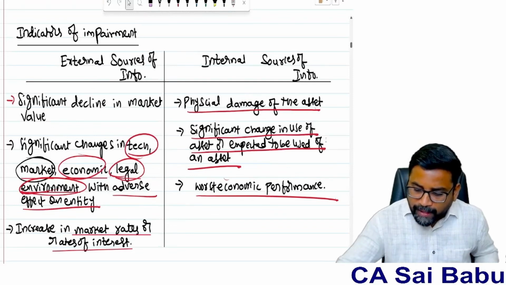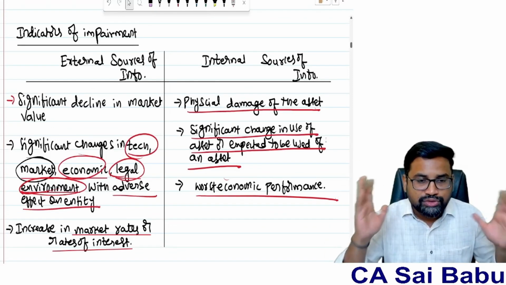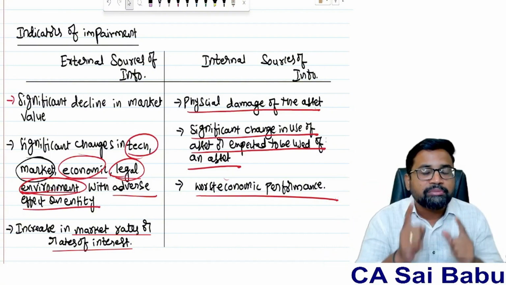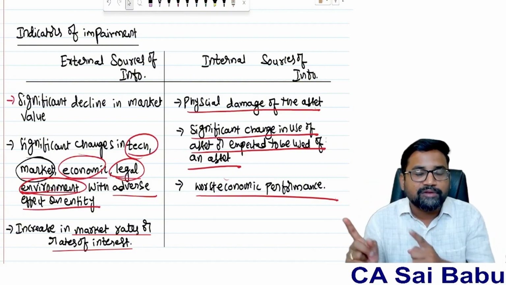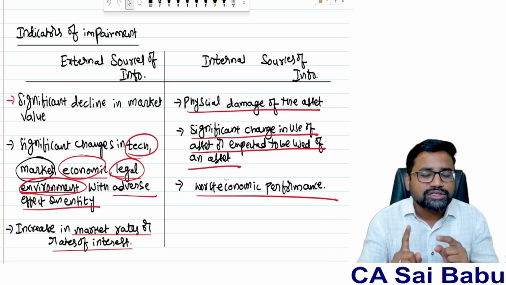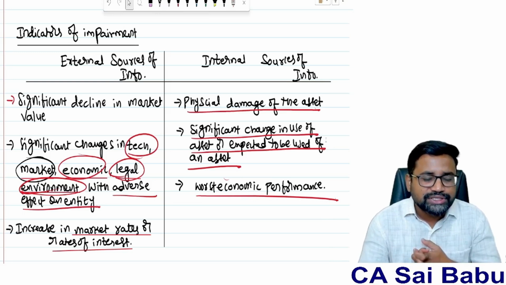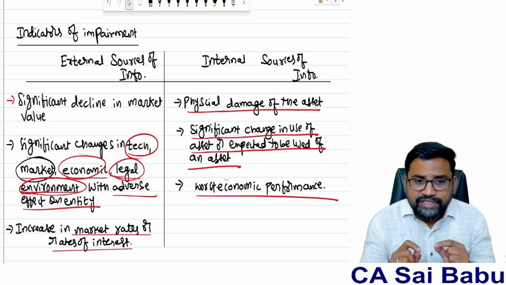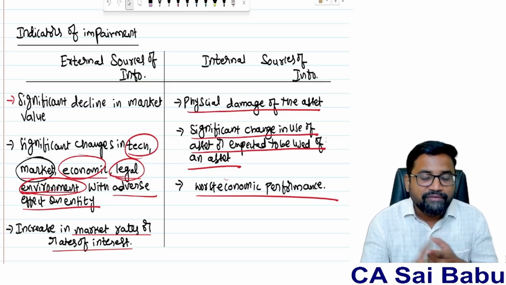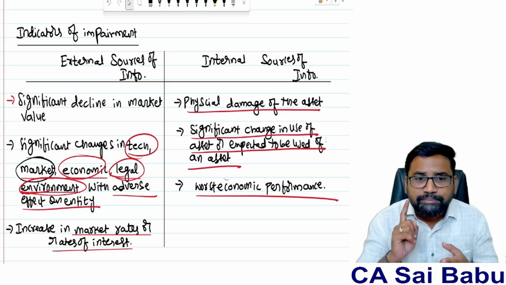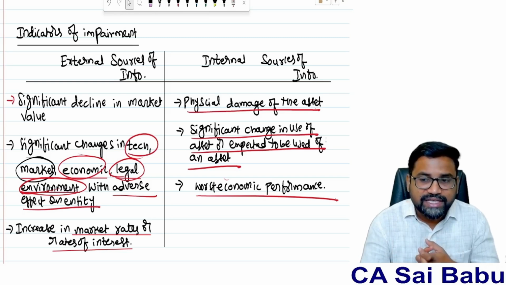So therefore, I have given you an overall view. So understand. First, impairment loss is equal to carrying amount minus recoverable value. Carrying amount is equal to cost of the asset minus accumulated depreciation minus accumulated impairment loss. Recoverable value is equal to fair value less cost of disposal or value in use, whichever is higher. Value in use is equal to present value of the expected cash flows of the asset.